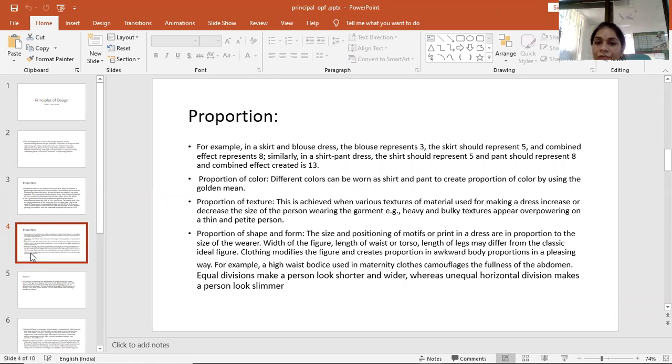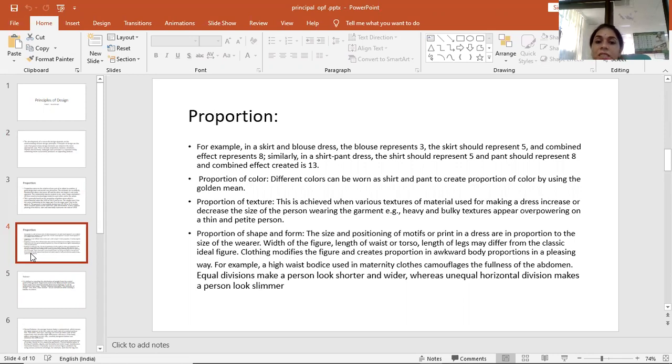Proportion of textures. This is achieved when various textures of material used for making a dress increase or decrease the size of the person wearing the garment. Example, heavy and bulky textures appear overpowering on a thin and petite person. Now, proportion of shape and form. The size and positioning of motifs or print in a dress are in proportion to the size of the wearer. Width of the figure, length of waist, the torso, length of legs may differ from the classic ideal figure.